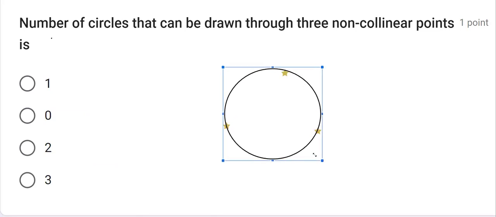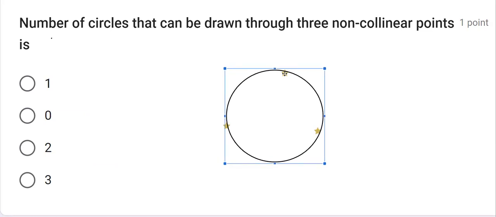So you'll observe that not more than one circle can be drawn through three non-collinear points. So a unique one circle can be drawn. So the correct answer is 1. What are non-collinear points? 3 points which do not lie on the same line.